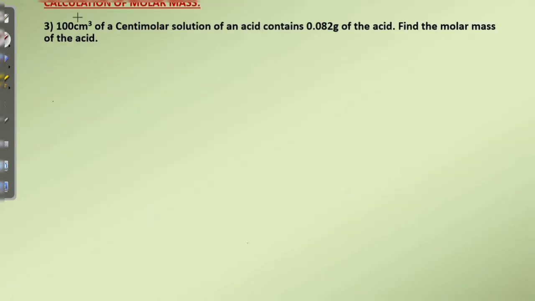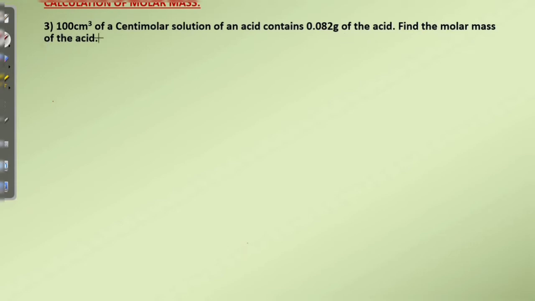Read the problem, students. Calculation of molar mass. So in the previous problem we saw how to calculate the weight of the solute from the molarity formula. Now we are going to calculate the molar mass of the solute from the given data. So now read the problem. 100 centimeter cube of a centimolar solution of an acid contains 0.082 grams of the acid. Find the molar mass of the acid.